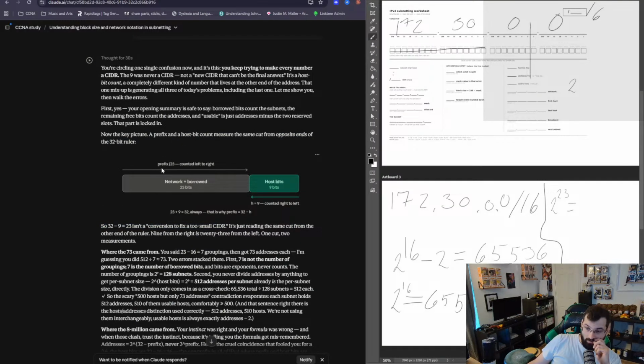Okay, hold on. Let's study this. So prefix /23 counted left to right. It's 23 borrowed bits. And then we have 9 host bits over here. So 23 plus 9 equals 32. Okay, we need to know that.